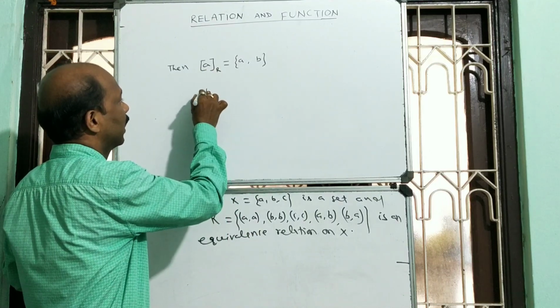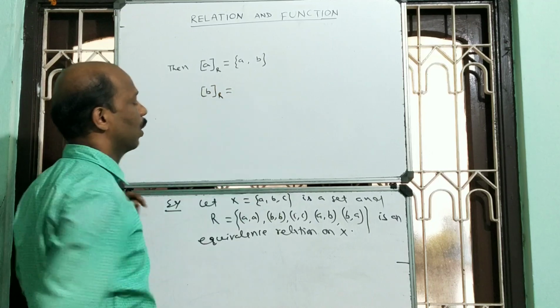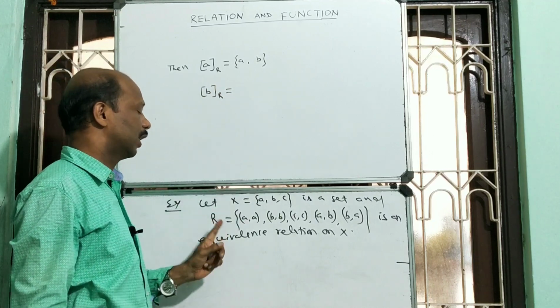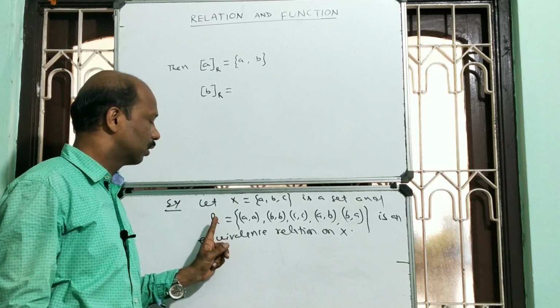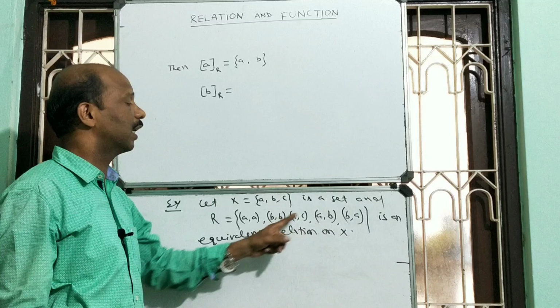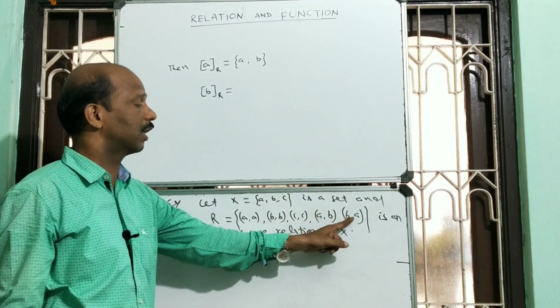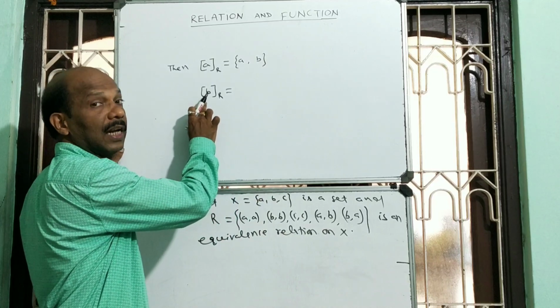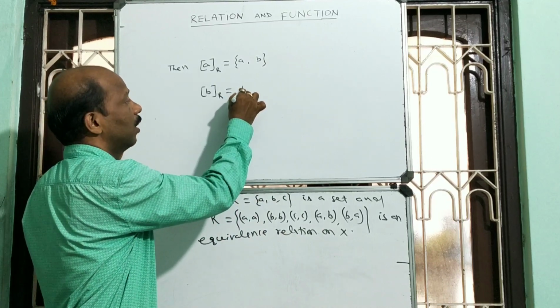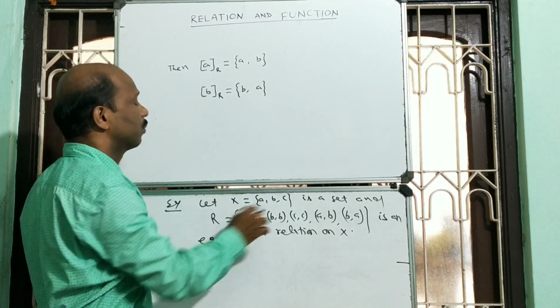Similarly, we can say the equivalence class of b with respect to equivalence relation R. That means we are searching, in the equivalence relation R, b is related to which elements? Here b is related to b and b is related to a. So equivalence class of b contains the elements {b, a}.